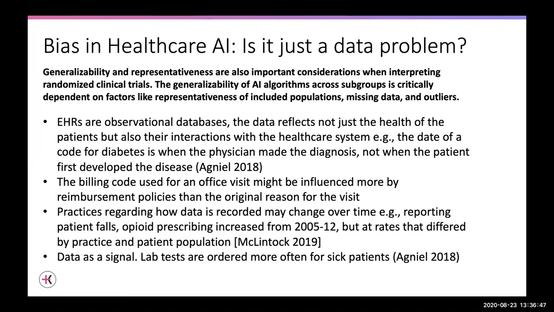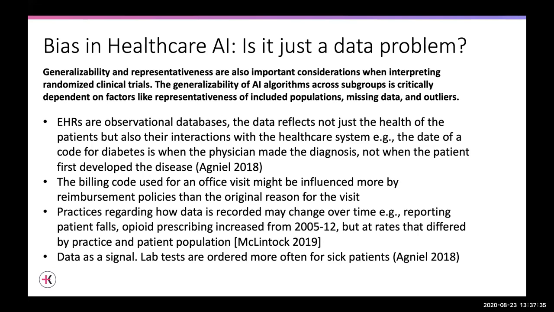So is it just a data problem, or is it the broader ecosystem problem? In fact, the practices regarding how data is changed or recorded change over time, right? For example, we have all known for a few years now about the problem of opioids and how overprescribing opioids increased from 2005 to 2012, but the rates differed by practice and patient population across the US. And there's a very nice paper by McClintock talking about how that opioid disparity happened, right? So again, it's not just a data problem.